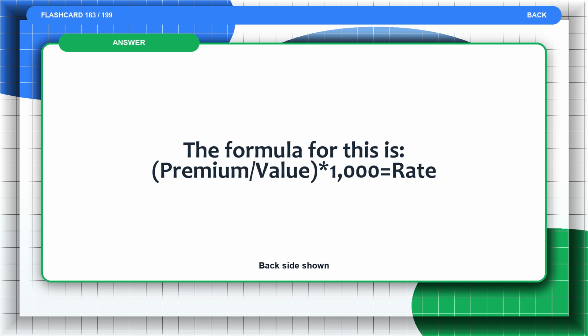The answer is, the formula for this is premium/value * 1000 equals rate.